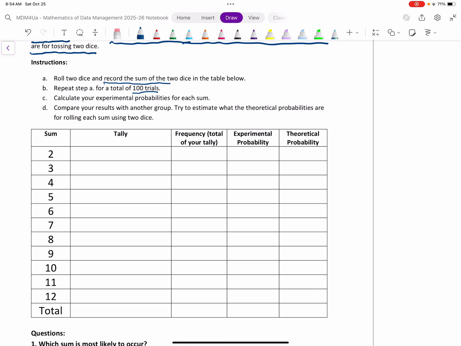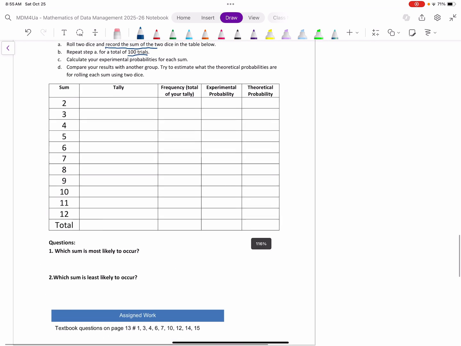So you can keep a tally here. For example, if I get a sum of 4, I put it like this. If you get 5, you go like that. And then your frequency would be like this. And hopefully, if you do exactly 100 trials, then it makes these calculations easy, like this. And then we're going to compare what you get to your theoretical probability. So with a partner, we'll make this easier and quicker, but you can do this by yourself if you want.